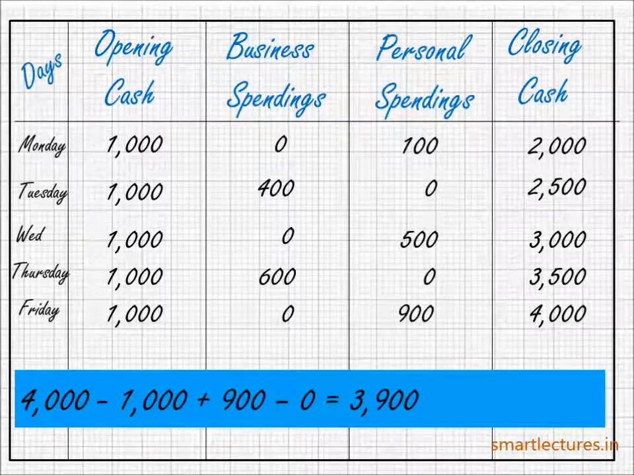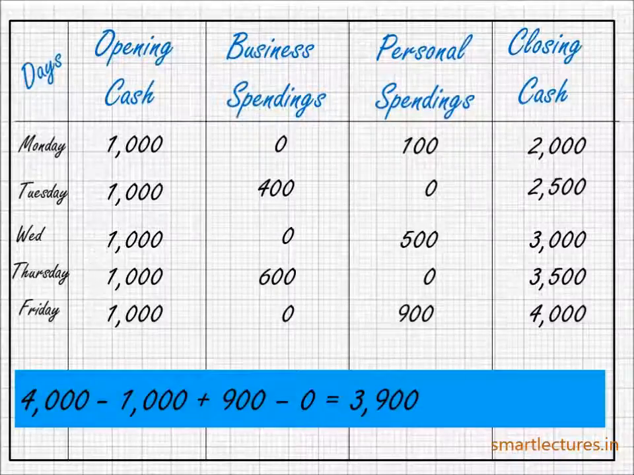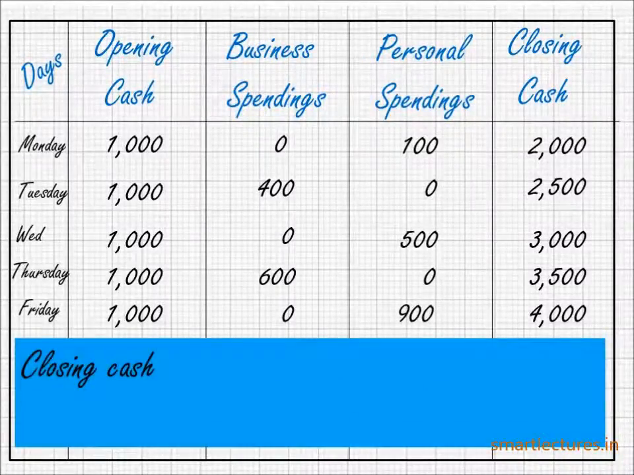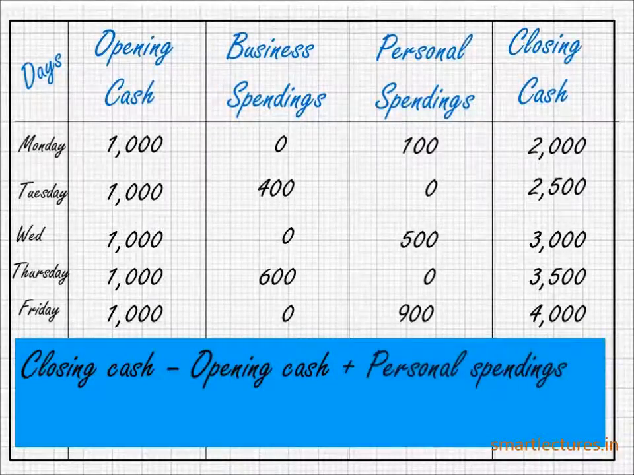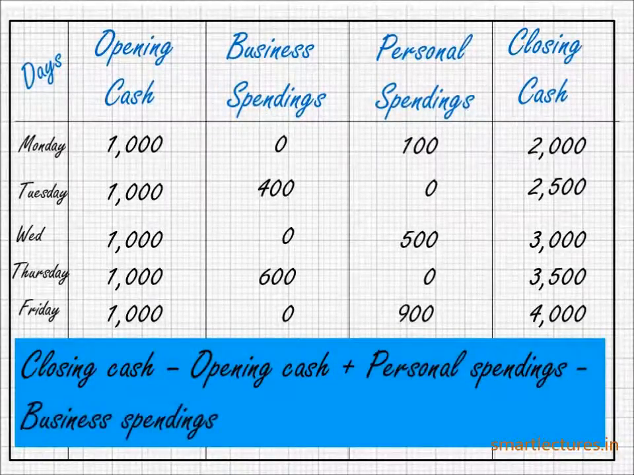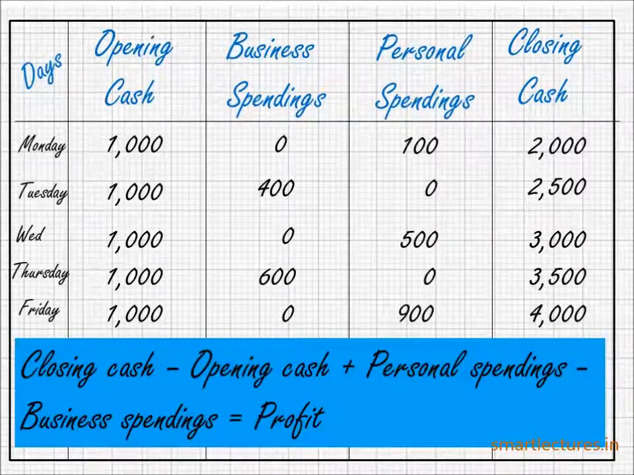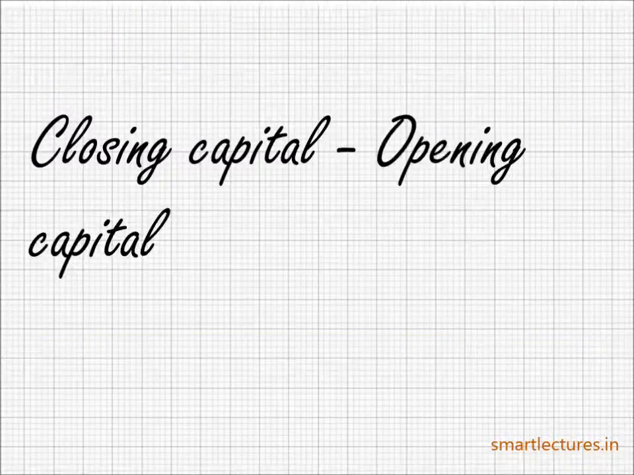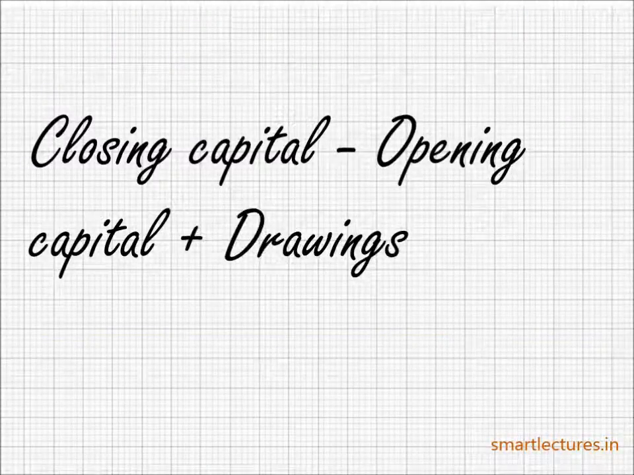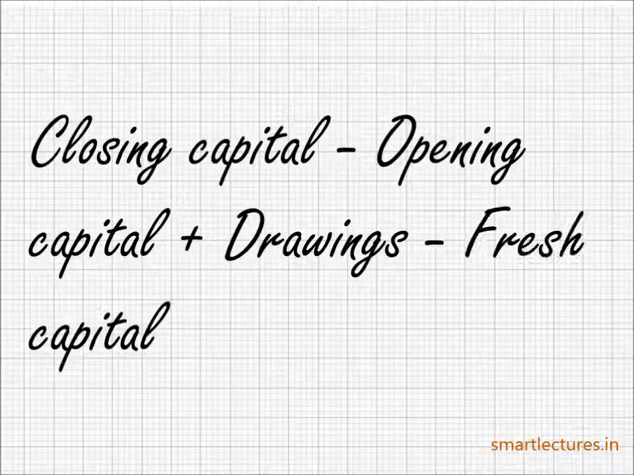So in this way we can say the formula for the earning for the day is closing cash minus opening cash plus personal spendings minus business spending. That will be equal to profit. But in business we'll call it closing capital minus opening capital plus drawings minus fresh capital. That will be equal to profit.